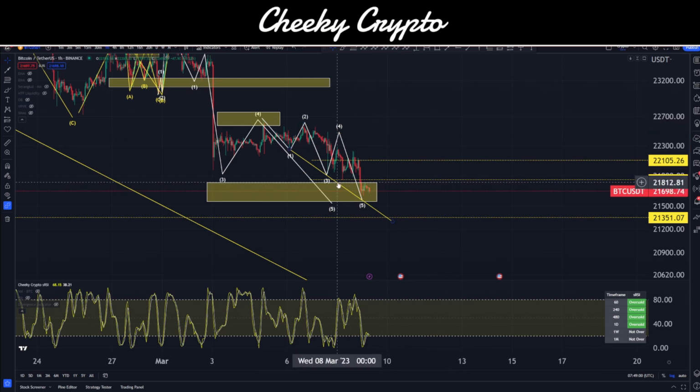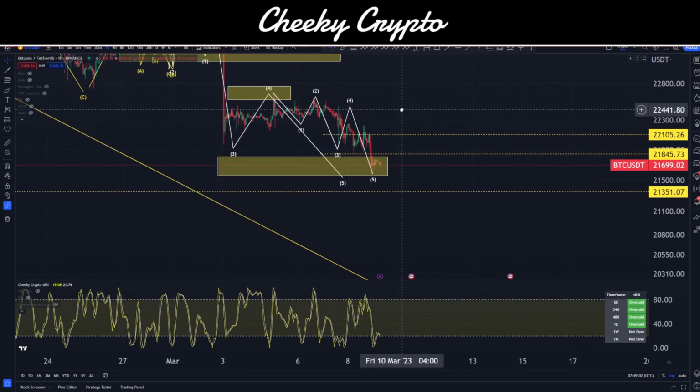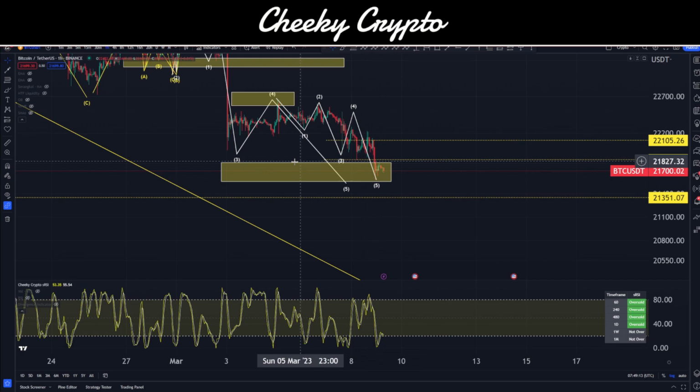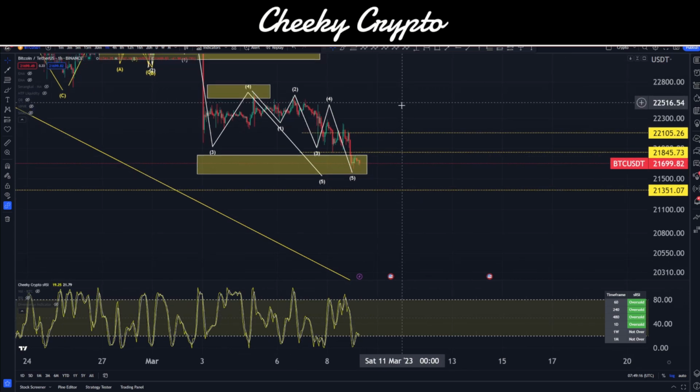Okay, so if we are in this ending diagonal, where is the expectation on where we like to finish? Now, we had this drawn out between 21,555 and 21,808. We can see that right in here. It's about a couple of days ago, we scoped this one out.